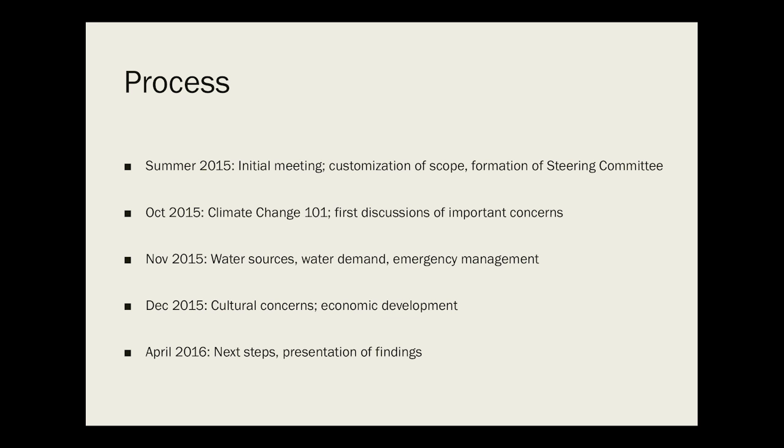To do this, the tribe established a steering committee made up of agency heads within the tribe. This steering committee not only looked at the impacts of climate change on tribal systems, but also took a look at the adaptive capacity of the tribe's governance structures. Over the course of 2015 and 2016, the steering committee met several times to discuss individual aspects of climate change and the vulnerability of the tribe.